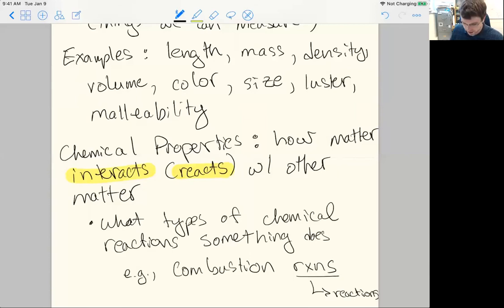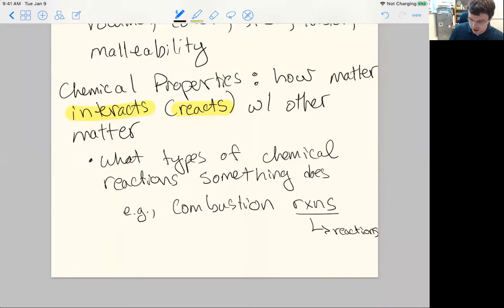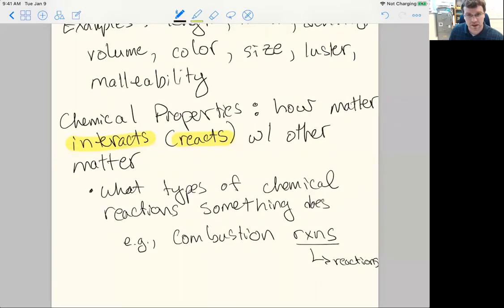Okay, so we have our chemical properties: how matter interacts or reacts with other types of matter, what kind of chemical reactions something will proceed by. So combustion reactions are chemical reactions we've all probably heard of or are familiar with, just things lighting on fire. And we'll talk more about combustion reactions in upcoming lectures.